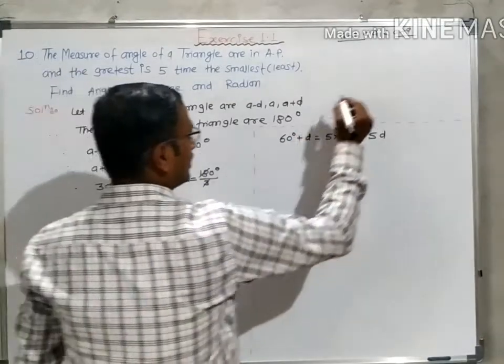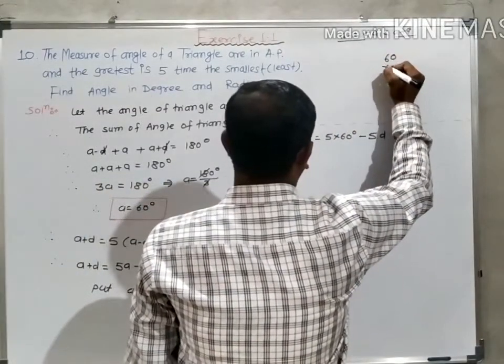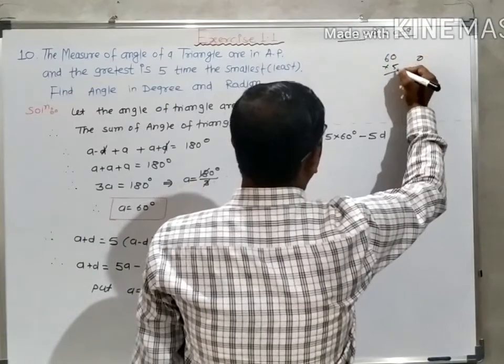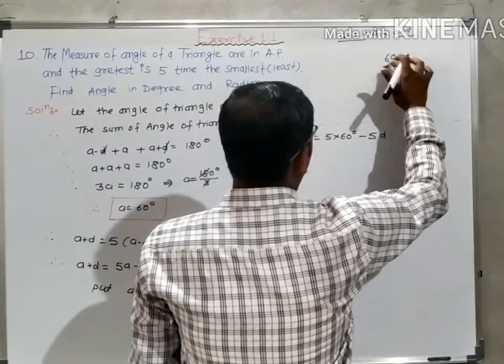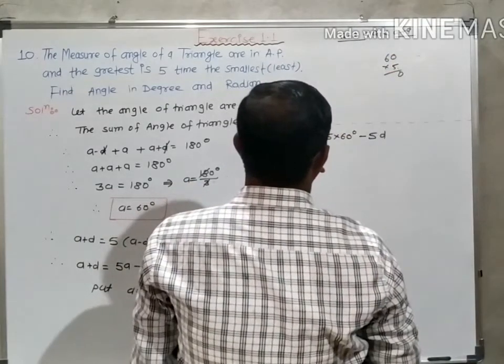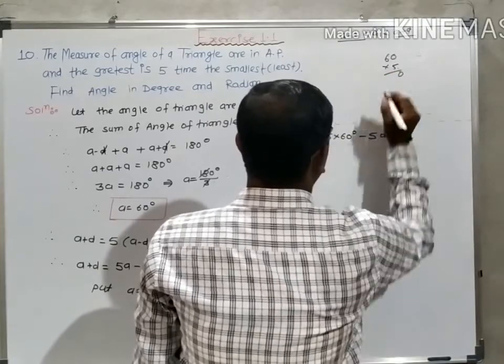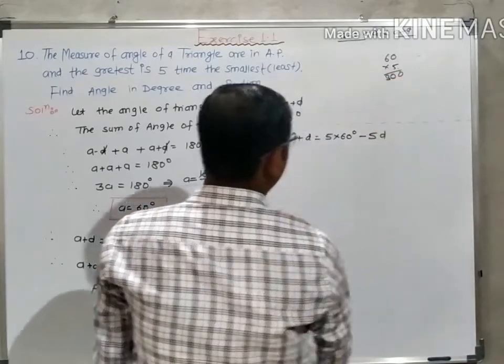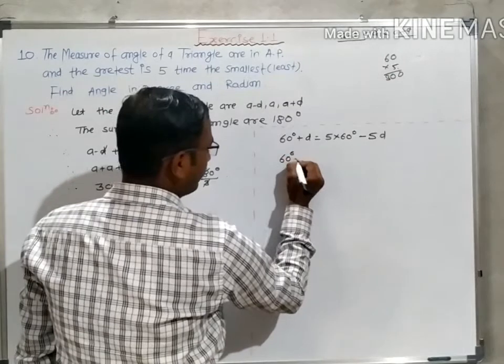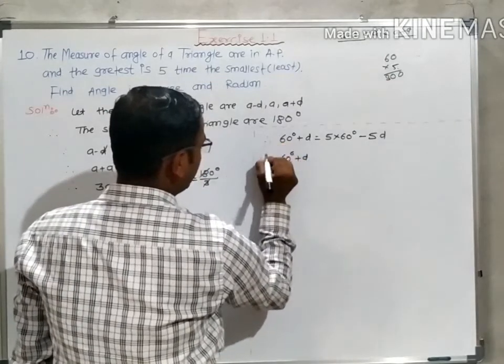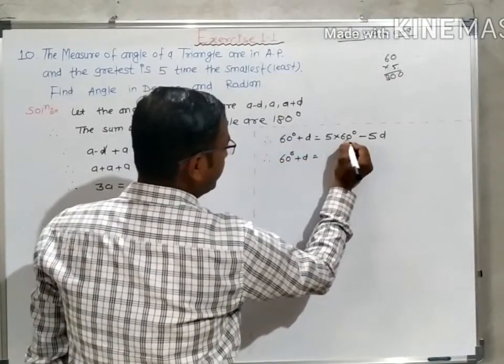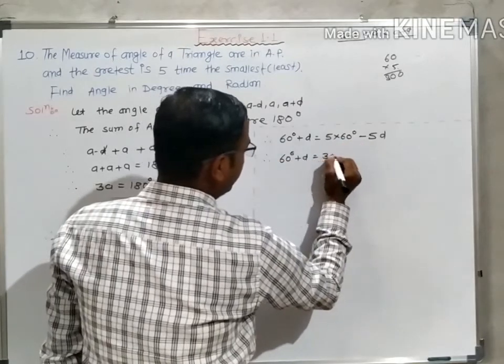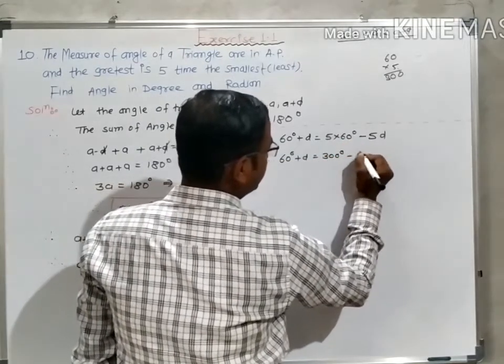So this is 60 into 5, which is 300. Therefore 60 degree plus d is equal to 5 into 60, so this is 300 degree minus 5d.